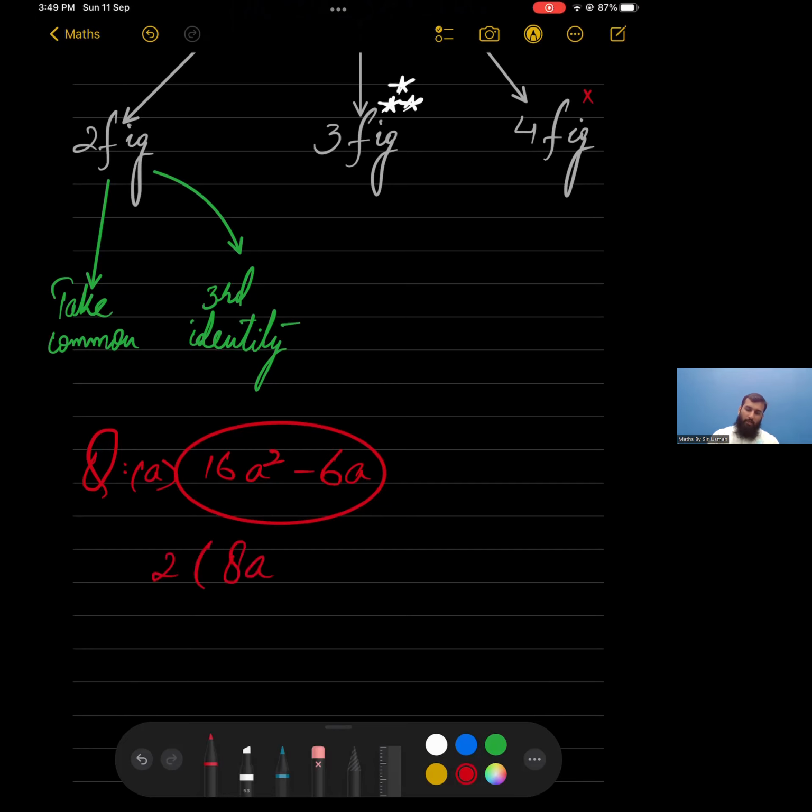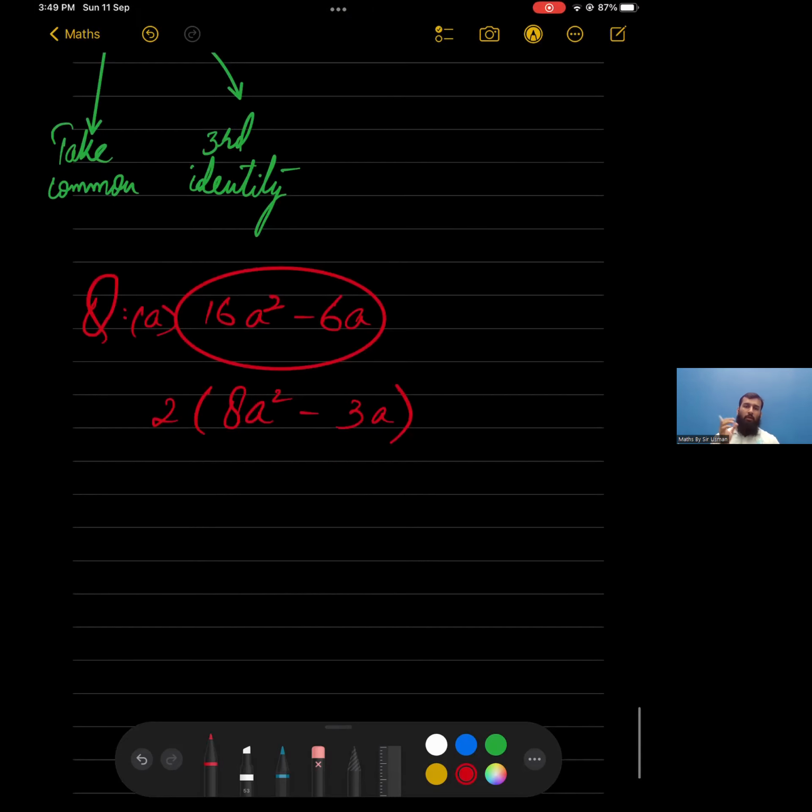So we have got 8a square minus 3a. Is there anything else which could be taken out as common? क्या अभी भी कुछ और है? Yes, we can take out a as well. तो हम 2 चीजें निकाल सकते हैं कॉमन. We can take out 2 and we can take out a. So when we take out a, we'll be left with something like this.